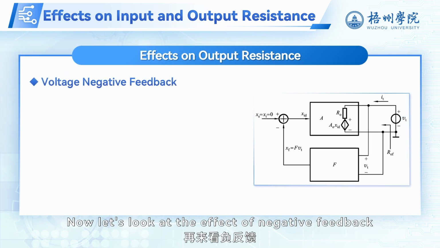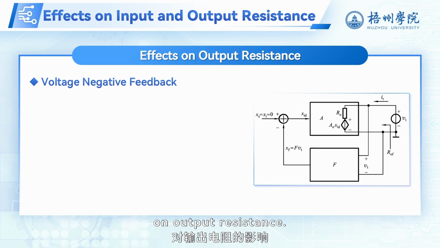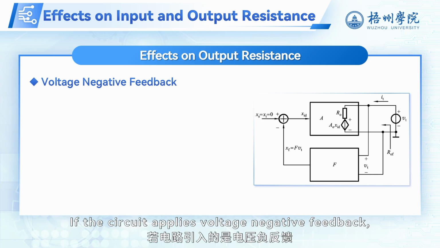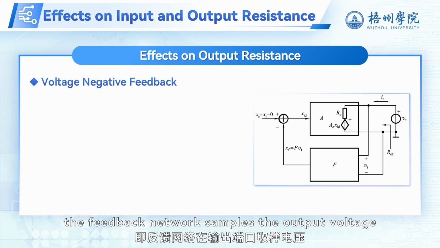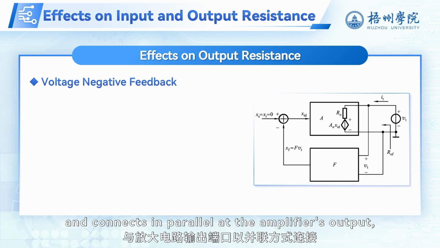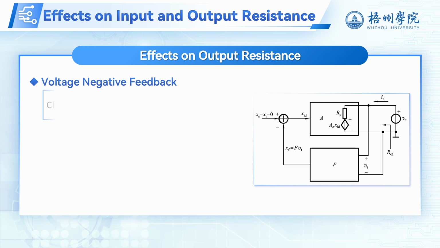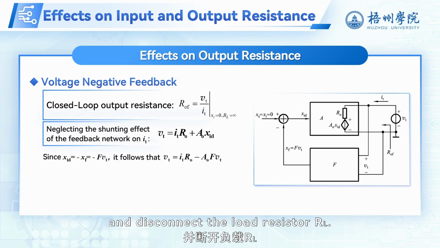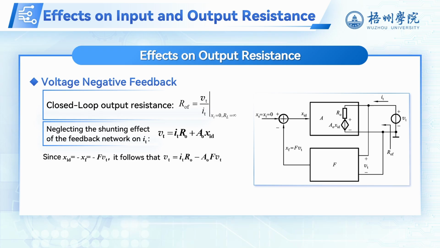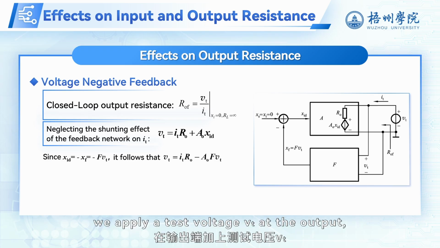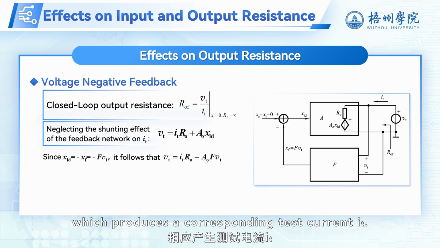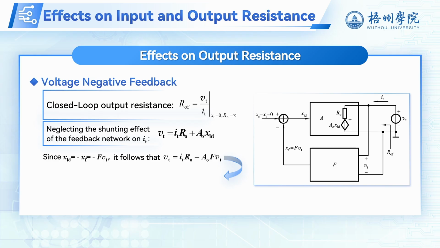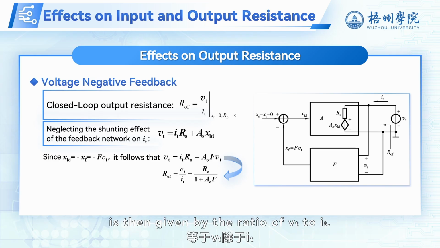Now let's look at the effect of negative feedback on output resistance. If the circuit applies voltage negative feedback, the feedback network samples the output voltage and connects in parallel at the amplifier's output, as shown in the diagram. To determine the output resistance, we set the input signal to 0 and disconnect the load resistor RL. Then, we apply a test voltage Vt at the output, which produces a corresponding test current It. The output resistance ROF is then given by the ratio of Vt to It.